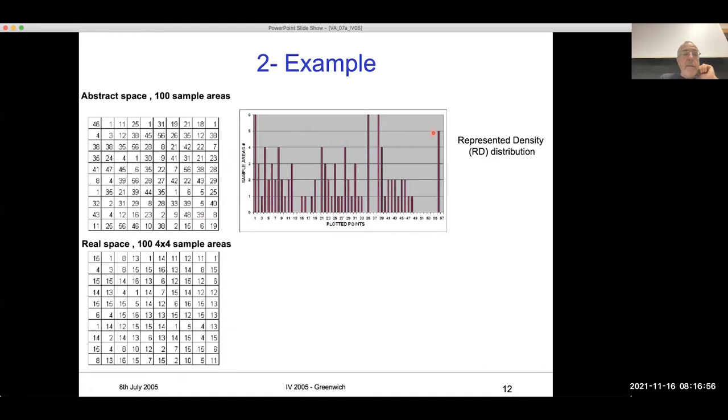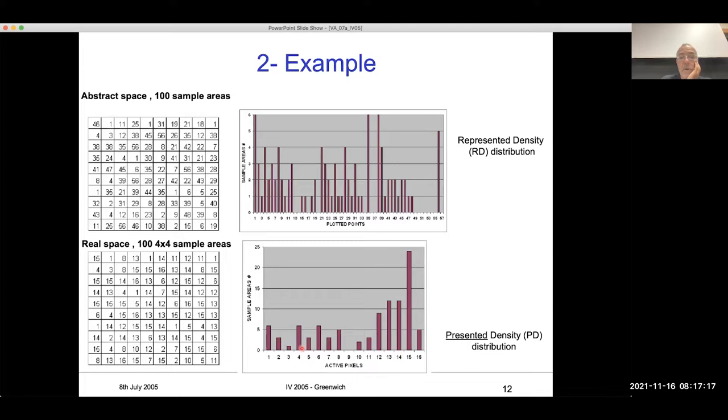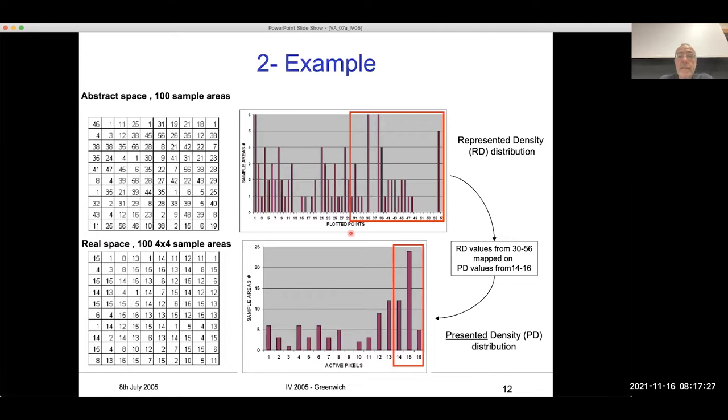This instead is the real space. For the sake of the example, the sample areas are very small, 4 by 4 pixels, meaning that you can have density between 0 and 15. 15 is the maximum. And you can see that here you have the distribution. We have a different distribution of density, of percentage density. And basically, we have a strong compression. All the densities between 30 and 56 are just mapped onto three different values. So you cannot distinguish them anymore.